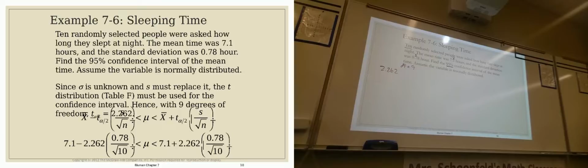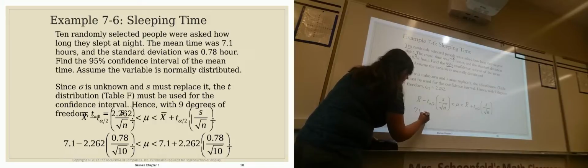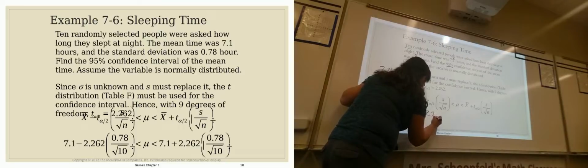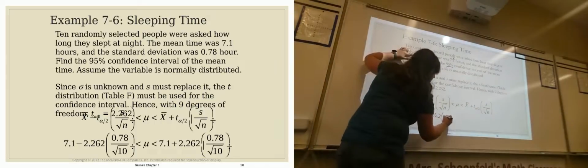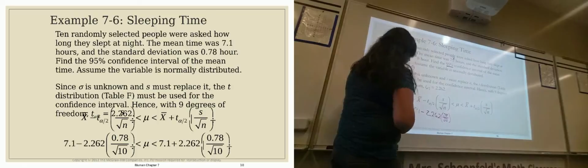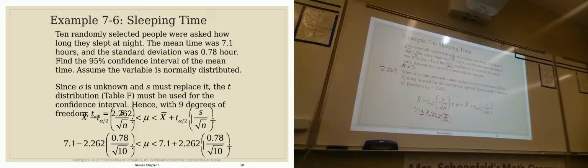Okay, we found that. Now we're plugging it into this formula. My x bar was 7.1, so I have 7.1 minus my t score, 2.262. The standard deviation they gave me was 0.78 over the square root of 10 because I had 10 people. Basically, if you just add and subtract that, we will get the two boundaries of the interval.